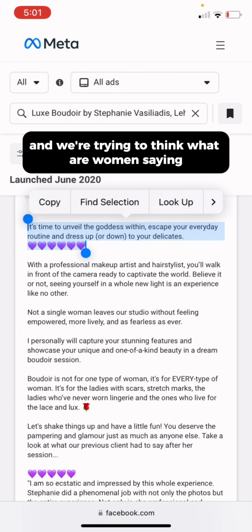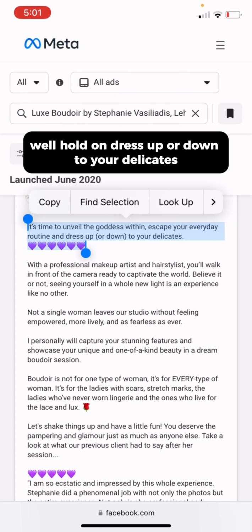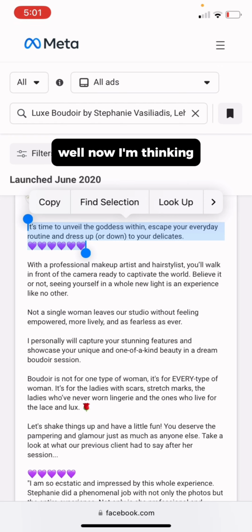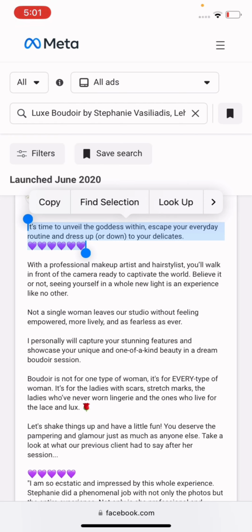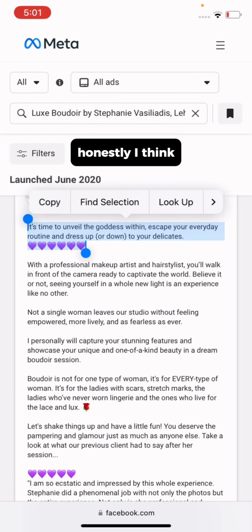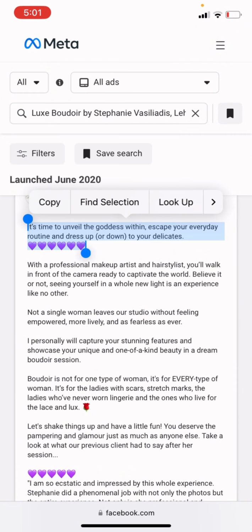And we're trying to think, what are women saying? Well, hold on. Dress up or down to your delicates. Oh, now I'm thinking, are women saying they want to unveil the goddess within? Honestly, I think unveil the goddess within and dress up or down to your delicates.